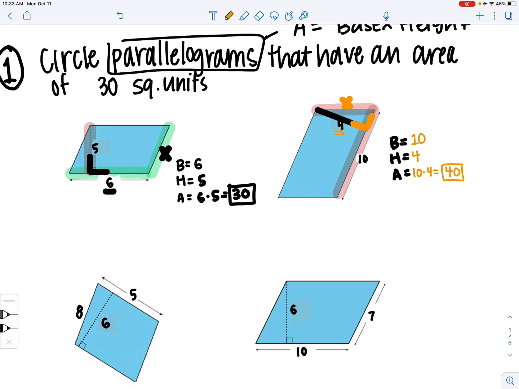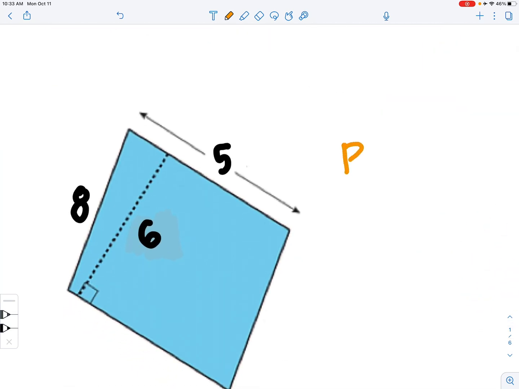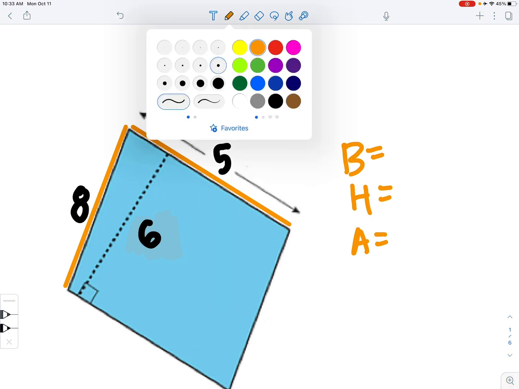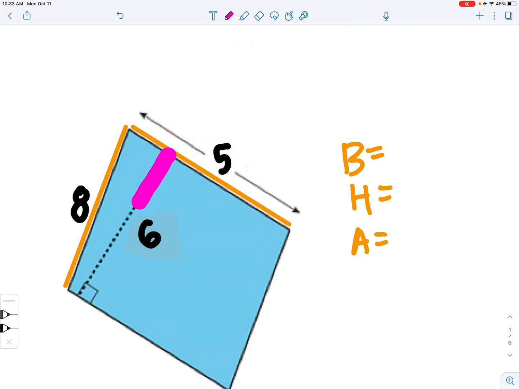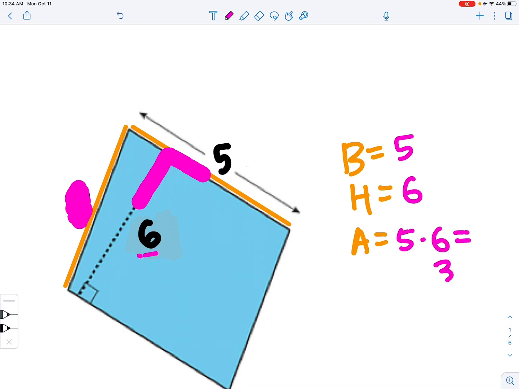Okay, 2 more to go. So for this one, we want to find the base, height, and area. Pause the video and push play when you're ready. Okay, so for our base, remember it needs to be one of the sides, so it can either be 5 or it could be 8. Which one of those is making a right angle with another line? The only perfect L-shaped right angle that I'm seeing is this one here, so we're not going to use the 8. So our base will be 5, and our height will be 6. So our area is going to be 5 times 6 equals 30.